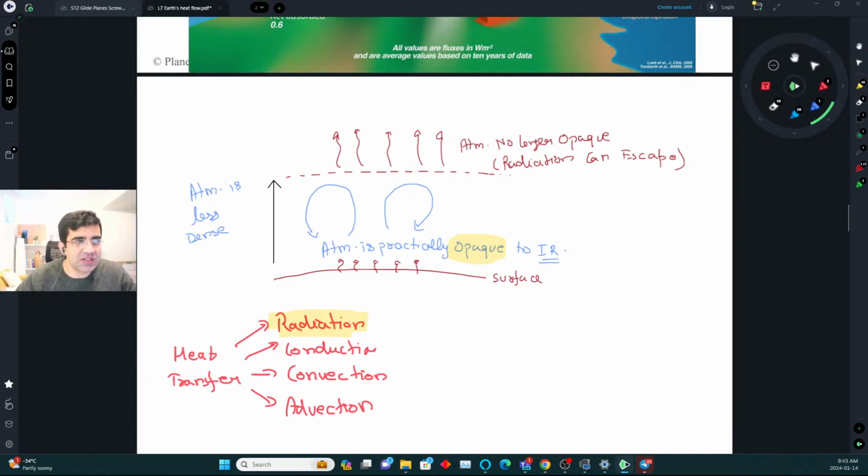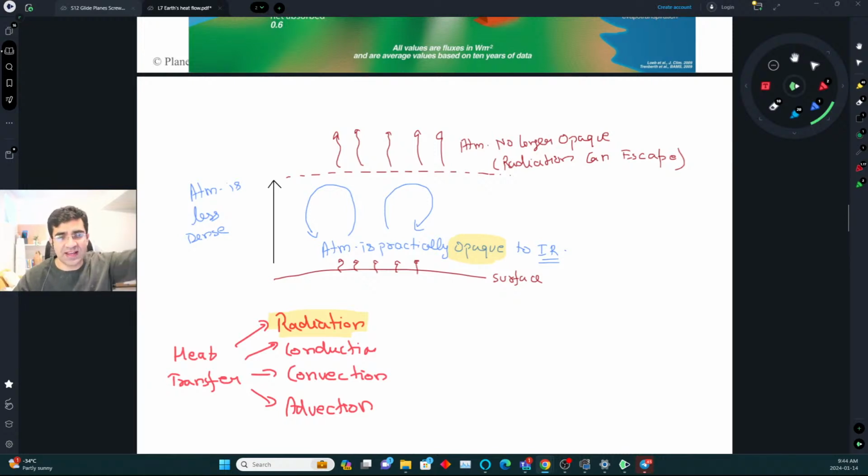Does anyone know what a man-made greenhouse is? Used in the garden, like the green color. Yes, basically there is a glass sheet around it. What happens is that it allows incoming radiation, and the glass does not allow the emitted radiation to go back.